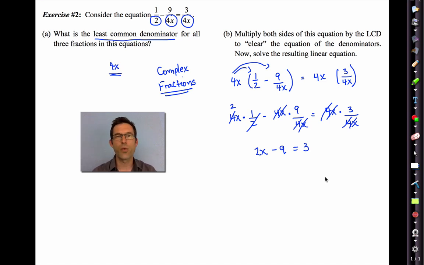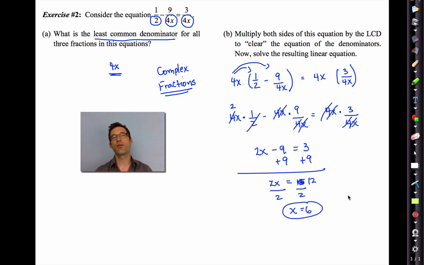And notice what's so amazing about this. We took an equation that just looked horrible, had fractions all over the place in it, and we came up with one using a property of equality that has no fractions in it and is easily solved. Except for the fact that I can't seem to add 9 and 3. That was a little bit weird. Anyway, our final result is x equals 6.